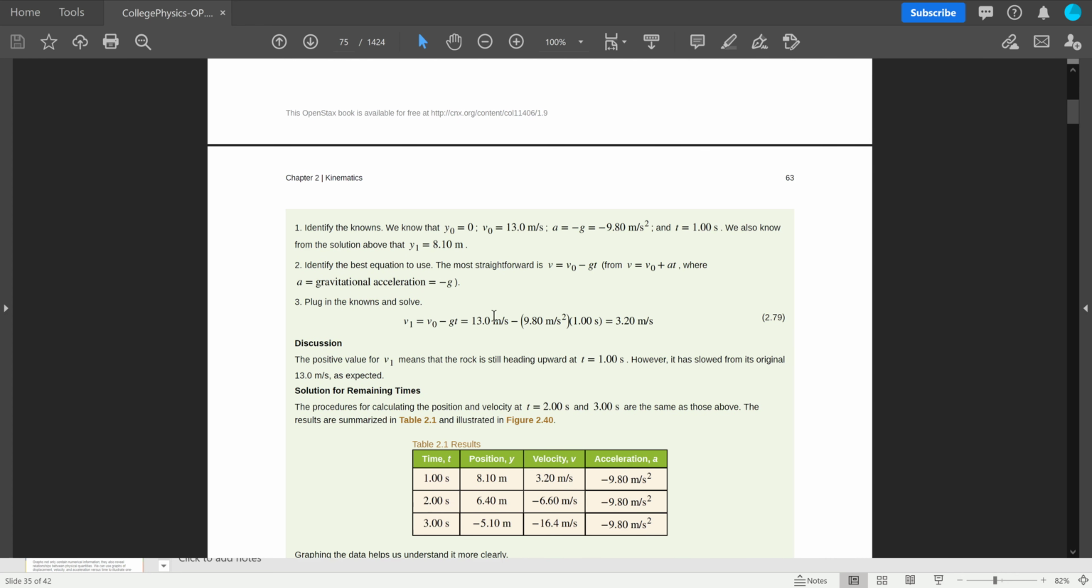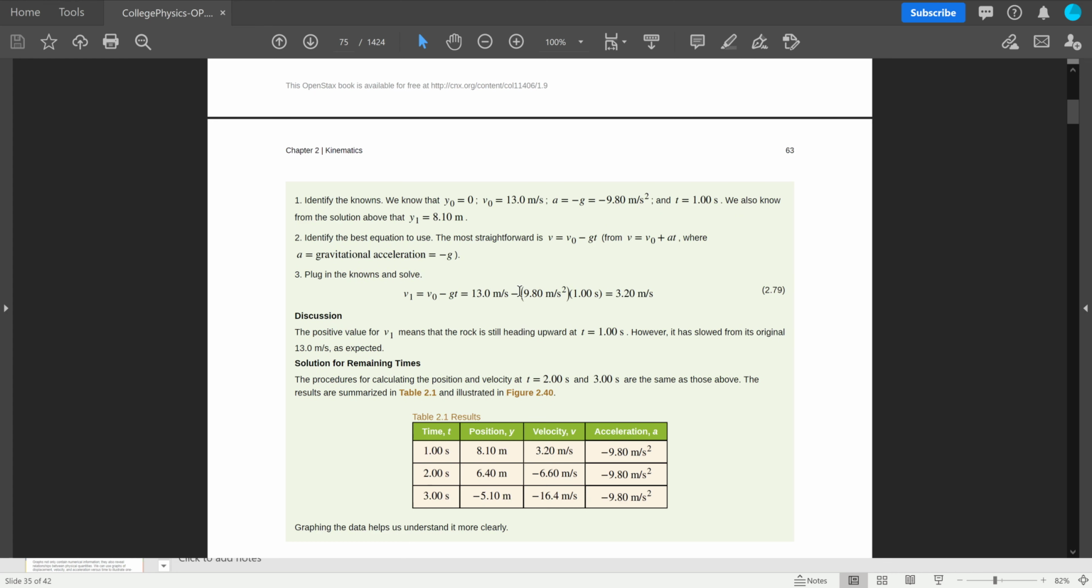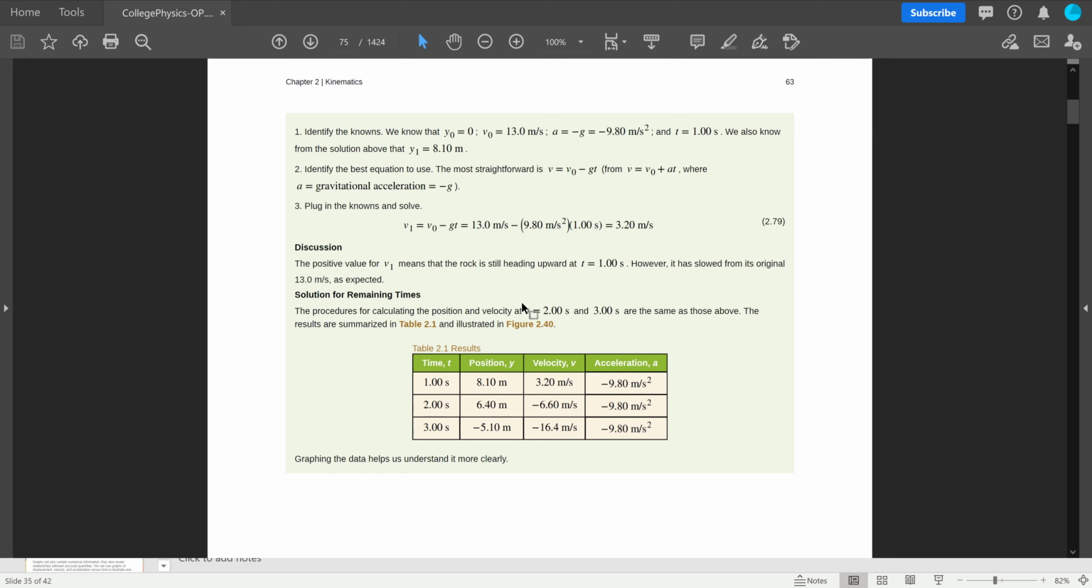All right, and here, instead of putting a plus negative 9.8, all they did was just subtract it, because we know that a negative times a positive is going to give a negative. So we know that this negative here can just be taken out and substituted for a subtraction sign.